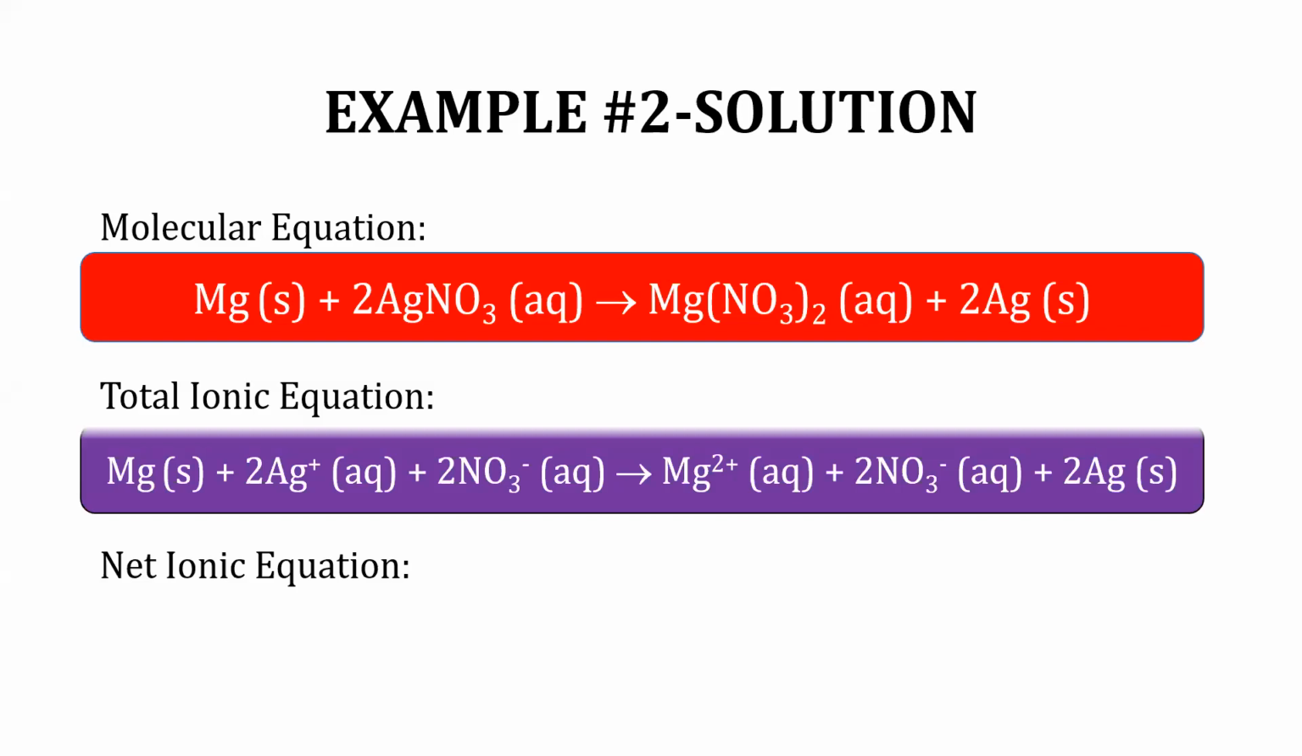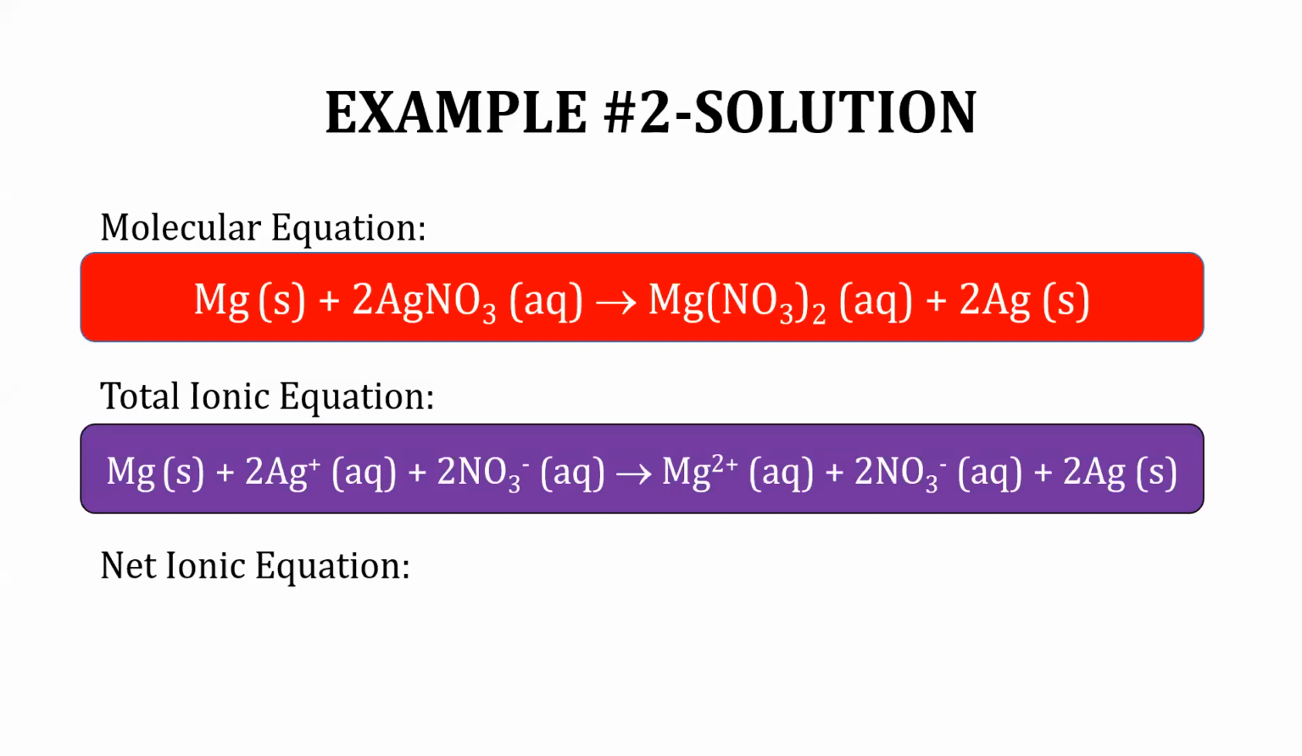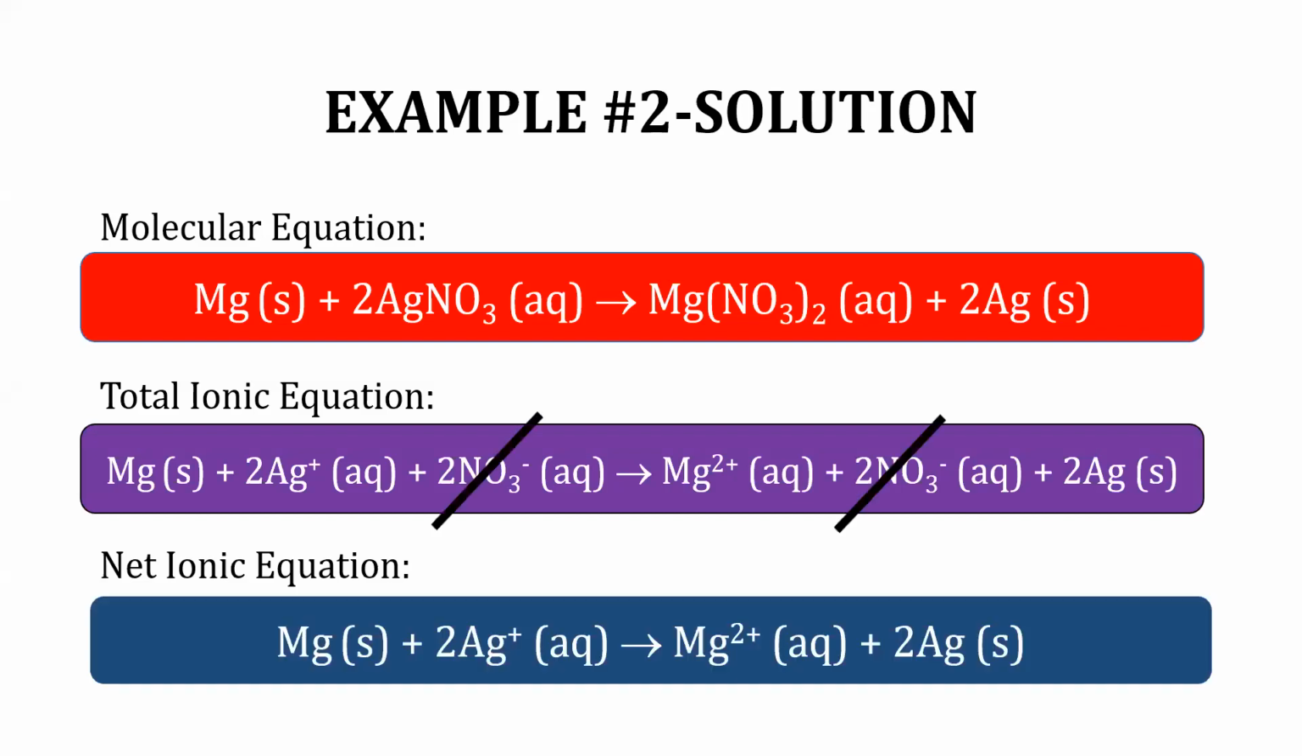The total ionic equation is solid Mg along with 2 Ag+ along with 2 NO3- forms Mg2+ along with 2 NO3- plus 2 solid Ag. The net ionic equation is, after removing the spectator ion of NO3-, solid Mg plus 2 Ag+ forming Mg2+ along with 2 solid Ag.